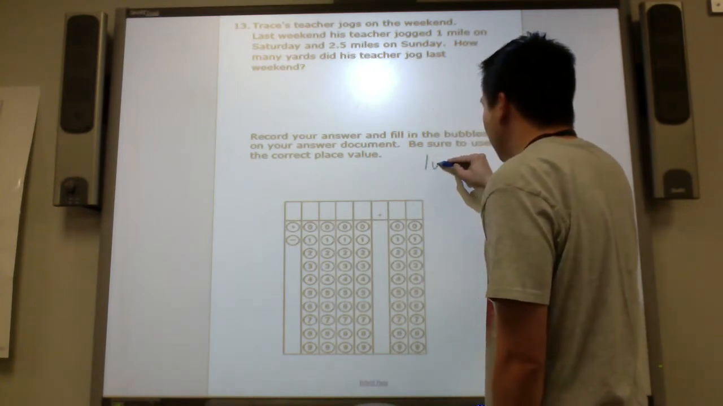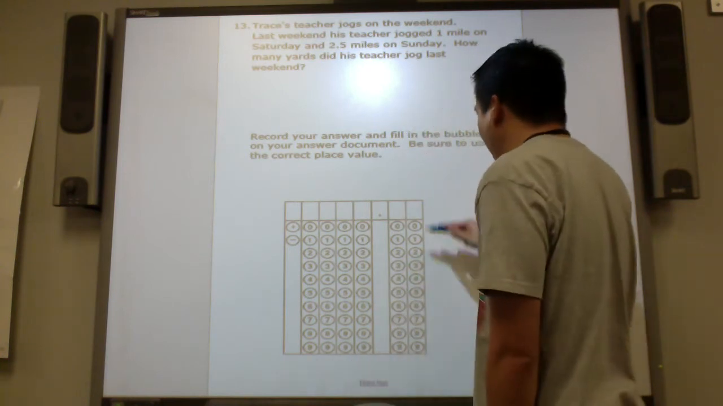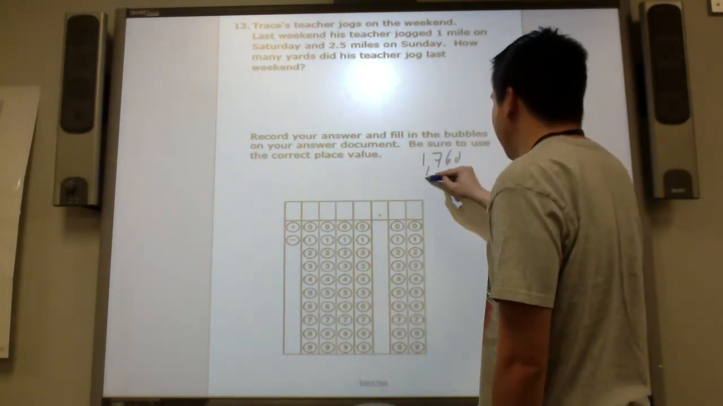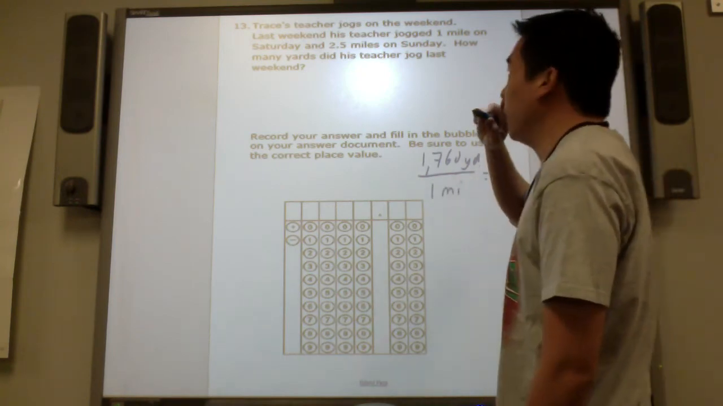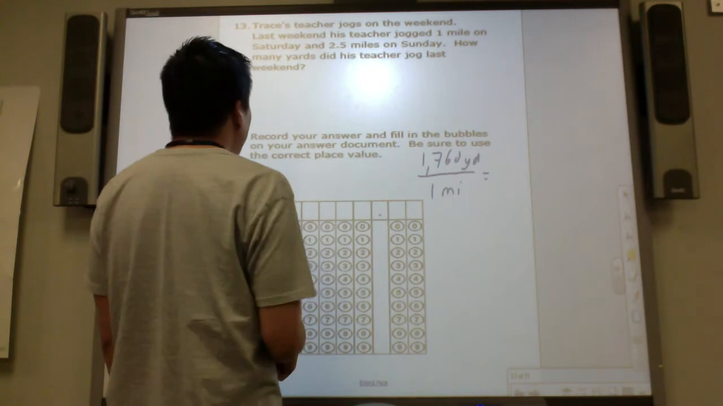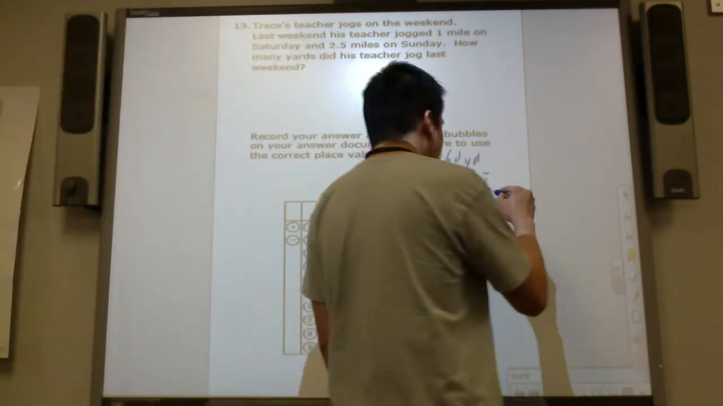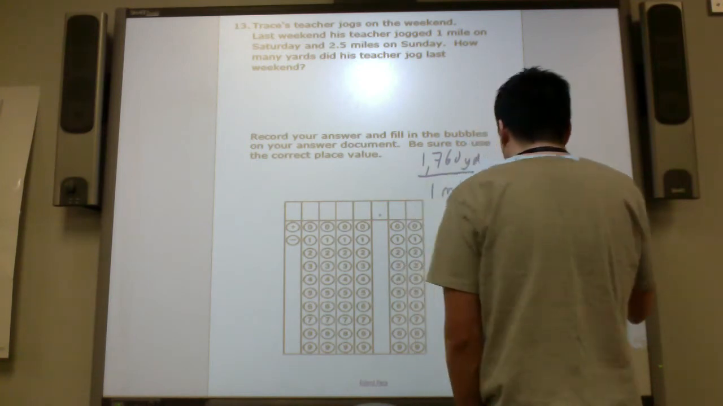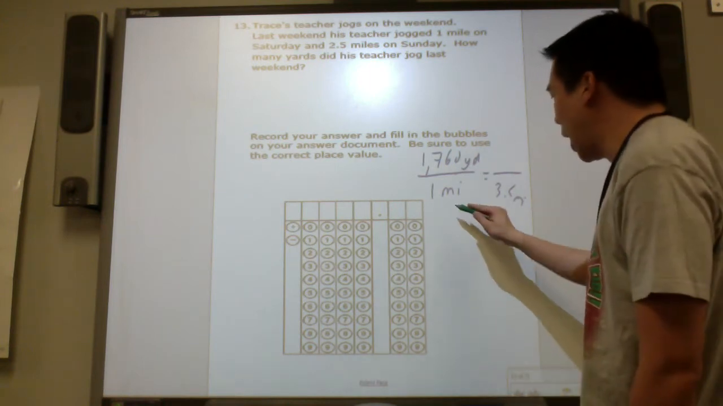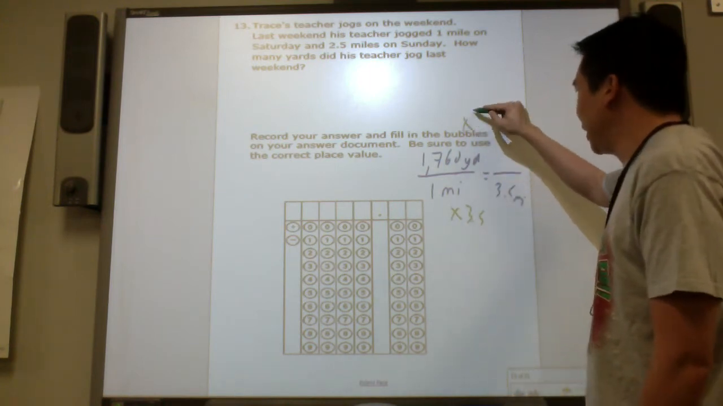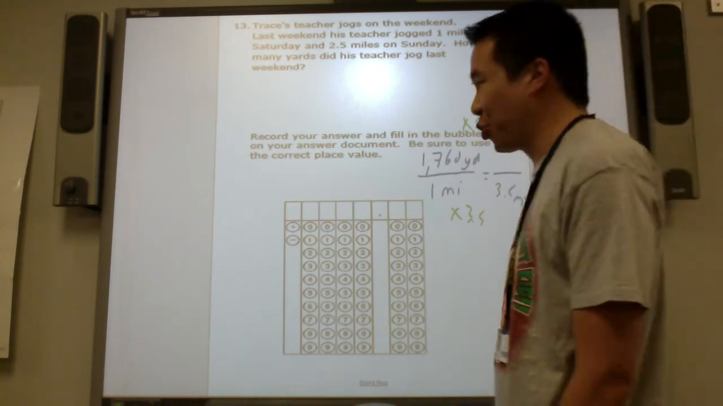So there are 1,760 yards for every mile. Last weekend, his teacher jogged 1 mile on Saturday and 2.5 miles on Sunday. That's 3.5 miles. So how do you go from 1 mile to 3.5 miles? You've got to build it up. How are you going to build up from 1 mile to 3.5 miles? You need to build it up by 3.5.